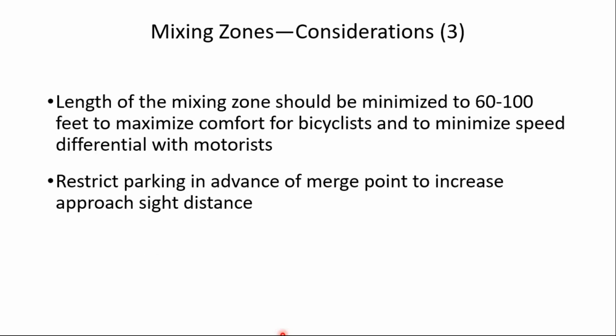The length of the mixing zone should be minimized to 60 to 100 feet to maximize comfort for bicyclists and to minimize speed differential with motor vehicle traffic. And you may need to restrict parking to increase approach sight distances.